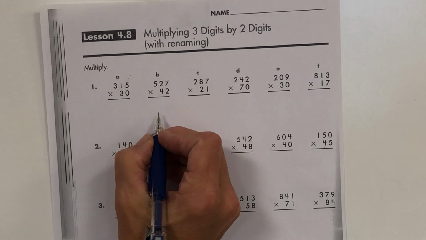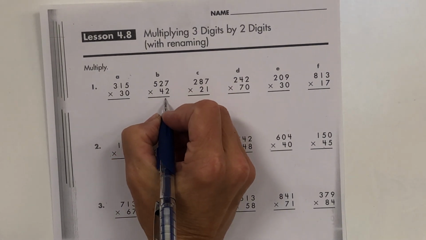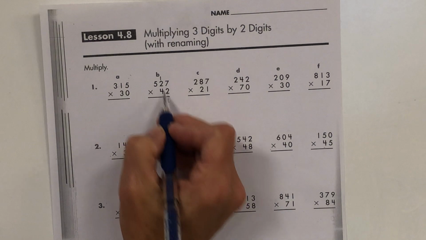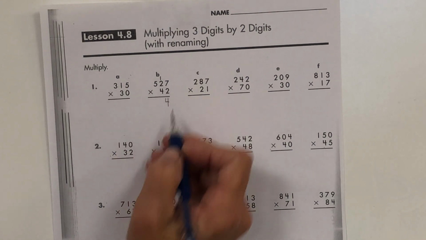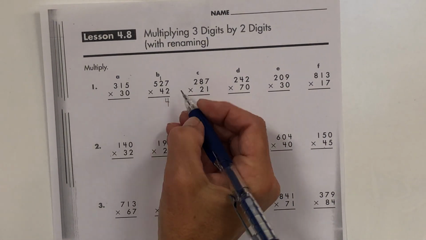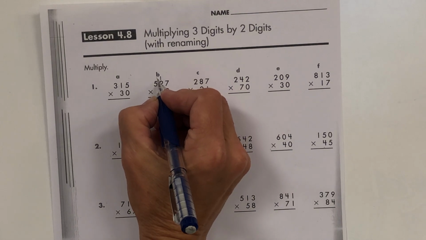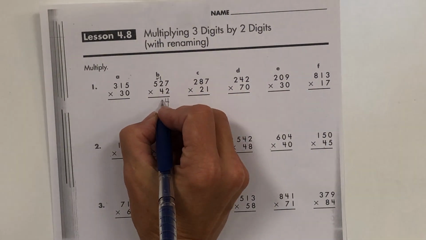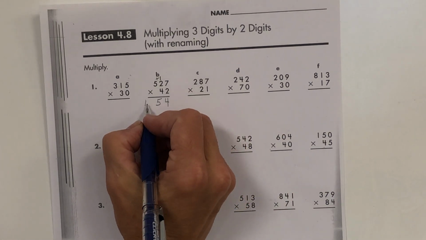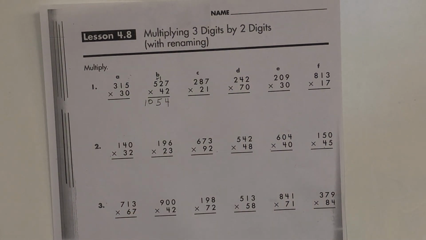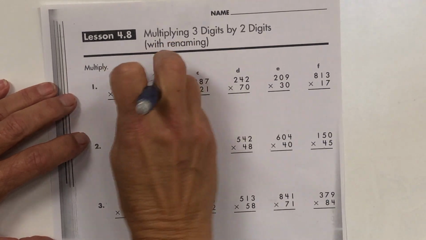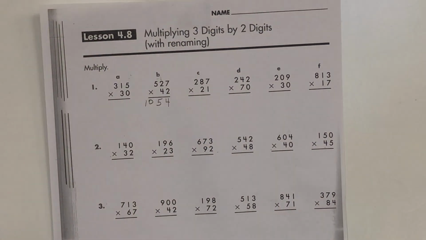2 times 7 is 14. So you're going to put the 4 here and carry the 1. The 4 is your ones, and the 1 is in your tens position. And then you're going to say 2 times 2 is 4, and then you're going to add 1. So that would be 5. Then you're going to say 2 times 5 is 10. And it's very important to stop at this point and erase what you carried up here. If not, you'll get confused later.